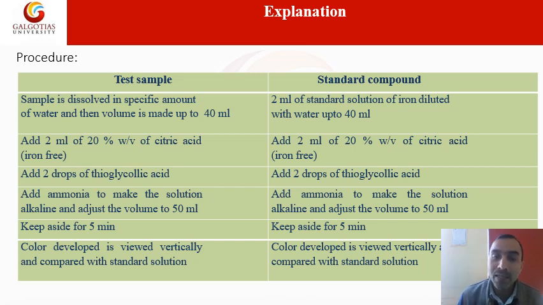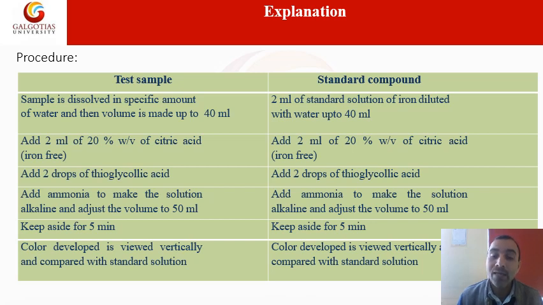Now we will prepare the standard solution. Here we will take a known quantity of standard iron solution. We will take 2 ml of standard solution of iron, which will be diluted up to 40 ml with water, followed by adding 2 ml of 20% weight by volume citric acid. That should be iron free. All the reagents we are using should be iron free.